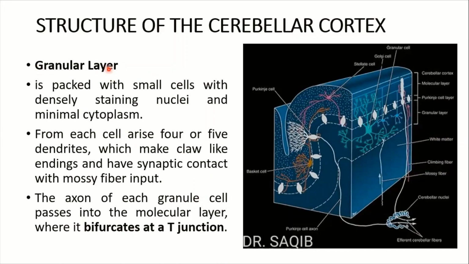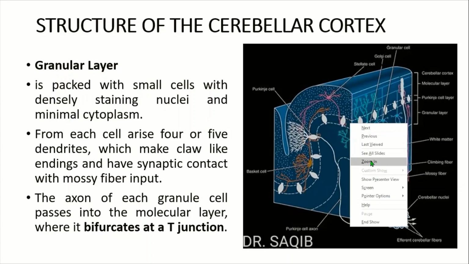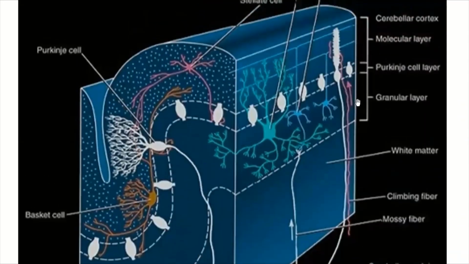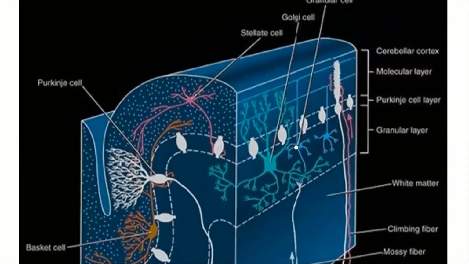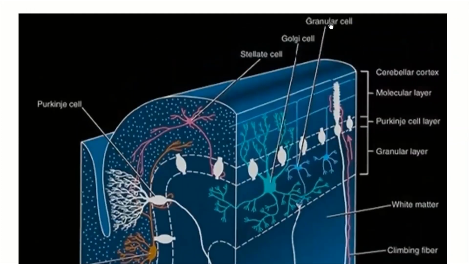So the granular layer, the third and last layer of the cortex, is packed with small cells with densely staining nuclei and minimal cytoplasm. Let's enlarge the picture to see the granule cells. This is the granular layer, and these are the granule cells. You see the labeling, these are the granule cells.